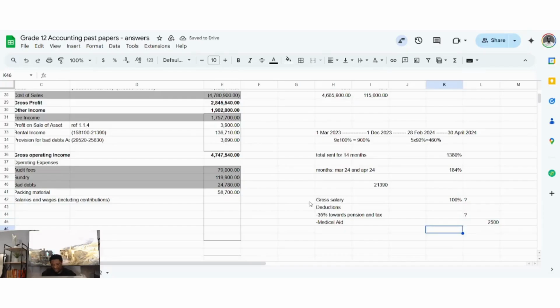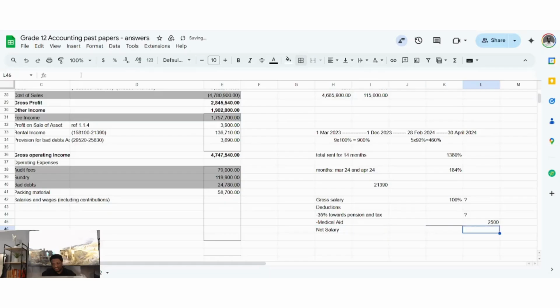And then basically, what is our net salary? Our net salary would have been whatever the amount is, but the net salary that we're looking for here is basically the net salary before medical aid. So let's get the net salary first and then go before medical aid.